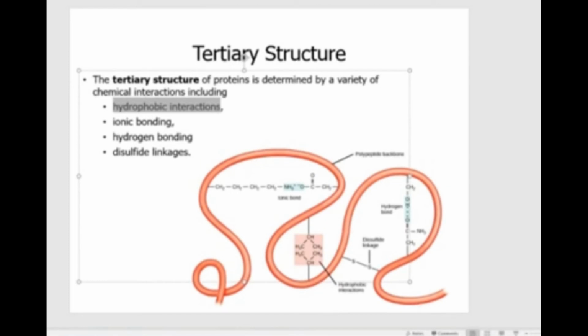And the last one is going to be disulfide linkage. Some amino acids have sulfur in their R group, and the two sulfur atoms can form this disulfide linkage. So again, this can cause the chain to fold around and then form a 3D structure.